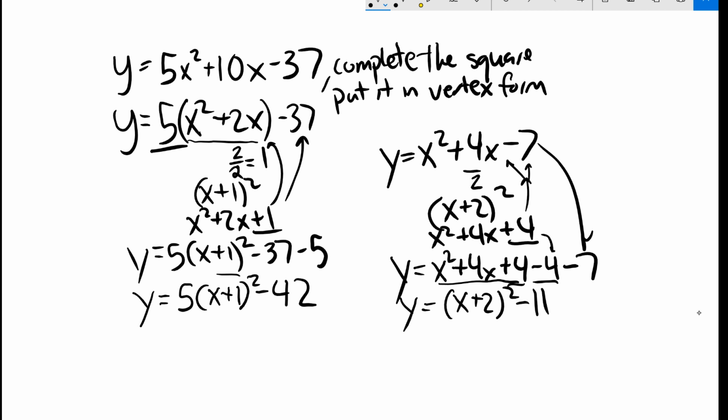And the main point of doing this is negative 2, negative 11, that's our vertex. And we're super happy with that. That's how completing the square works. I'm just going to ask you to complete the square. I'm not going to make you graph it or find the vertex or any of that garbage.